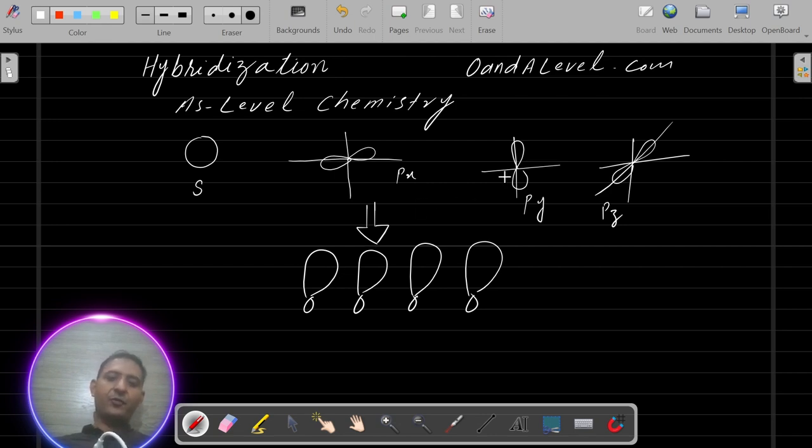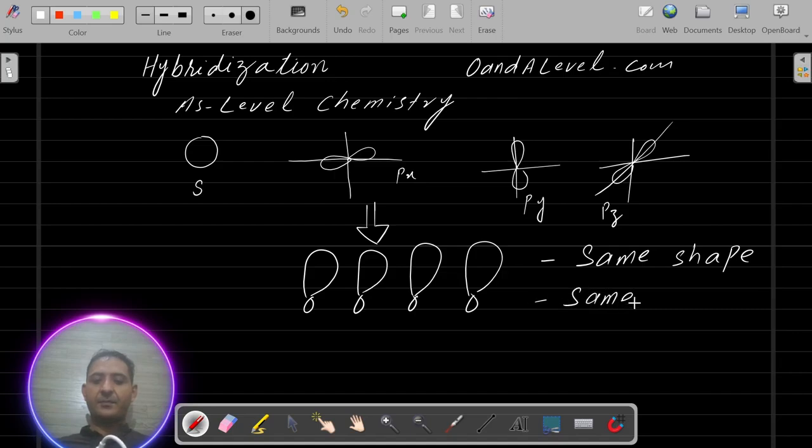Before mixing, you can notice their shapes are different. It is spherical in shape, it is dumbbell shape. Before mixing, their energies are different. But after mixing, they will have the same shape, and they will also have the same energy. Before mixing, they have different shape, different energy.